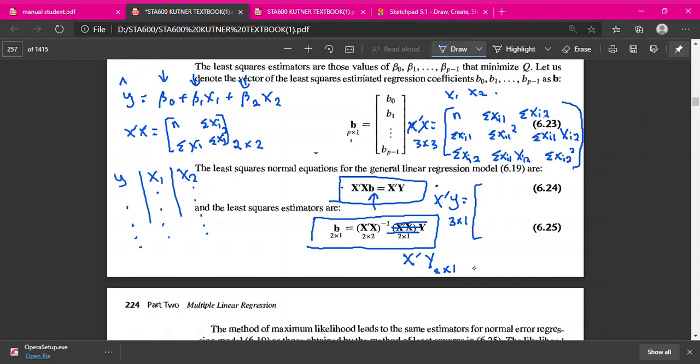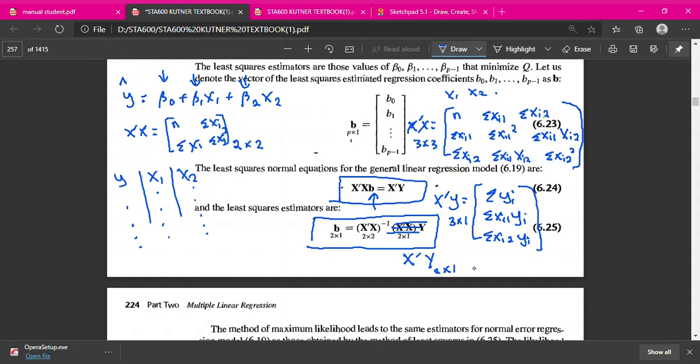So here, if it is with x1 and x2, we have two independent variables. So it will be the summation of yi, the summation of xi1 yi, the summation of xi2 yi. So 3 by 1. So how to get this? You just total up this column y. Okay, summation of xi1 yi.